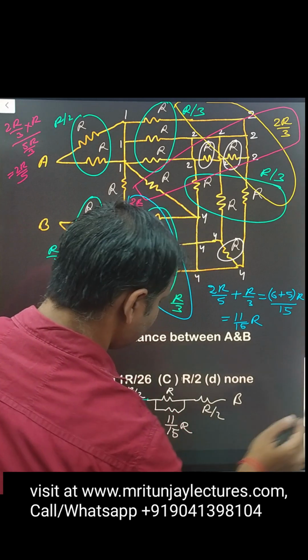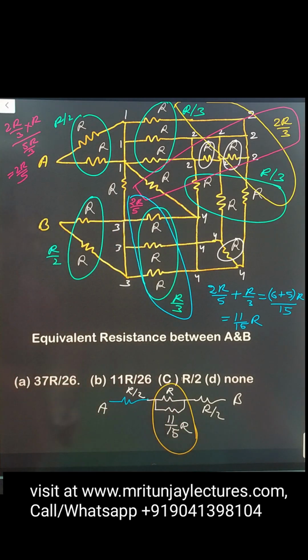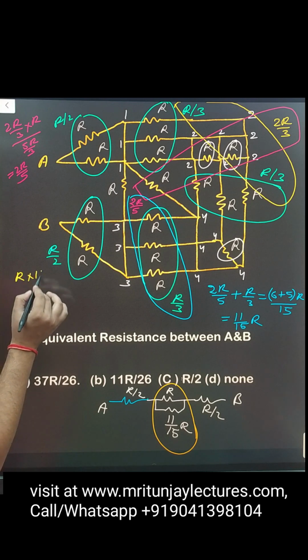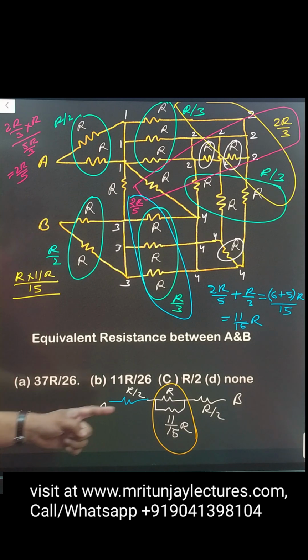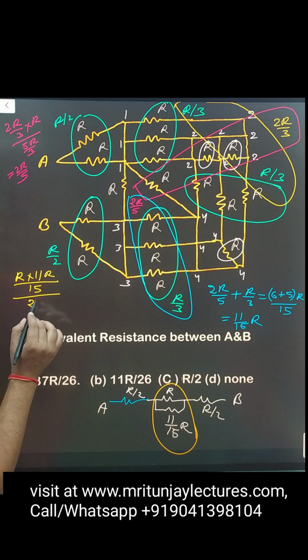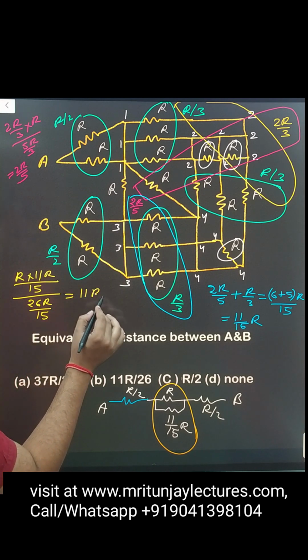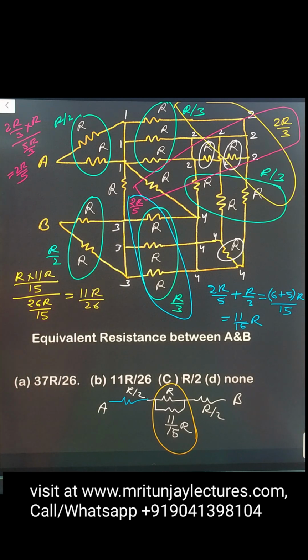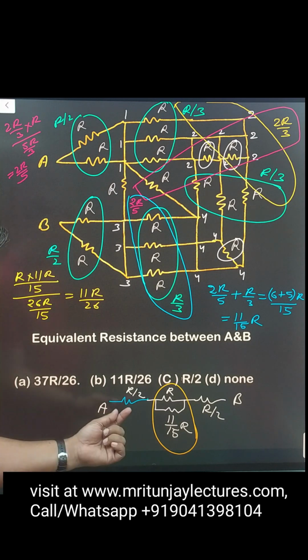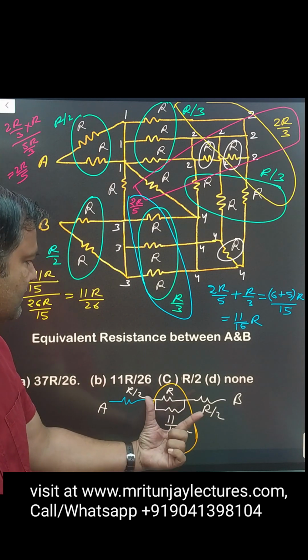So if you see very carefully, the combination of these two is R into 11R by 15, divided by the sum of these two, R plus 11R by 15, that is how much? 26. Okay, 15 plus 11, that is 26. So 26 divided by 15, that gives 11R divided by 26. Okay, plus R by 2 and R by 2, that is in series.